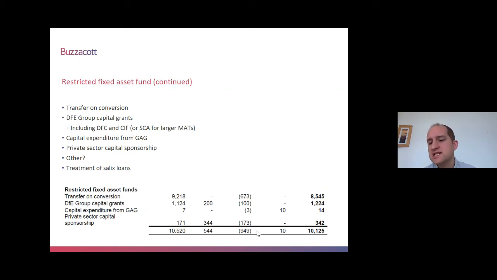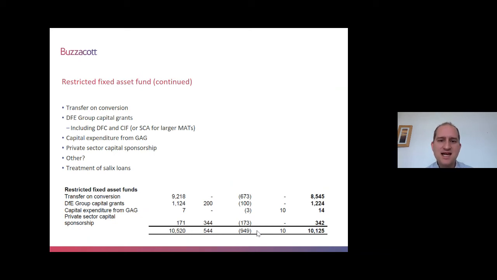And therefore, we might only expect to see 10,025 of fixed assets sitting on the balance sheet, and we've got 100,000 of cash sitting in the fixed asset fund. So that's fine. It's fine to have a difference between the fixed asset fund and the net book value of tangible fixed assets, but that difference has got to be a known and defined number. It's got to be a known amount of an unspent balance sitting in cash that's ready to spend on fixed assets, and it's got to be reconciled.